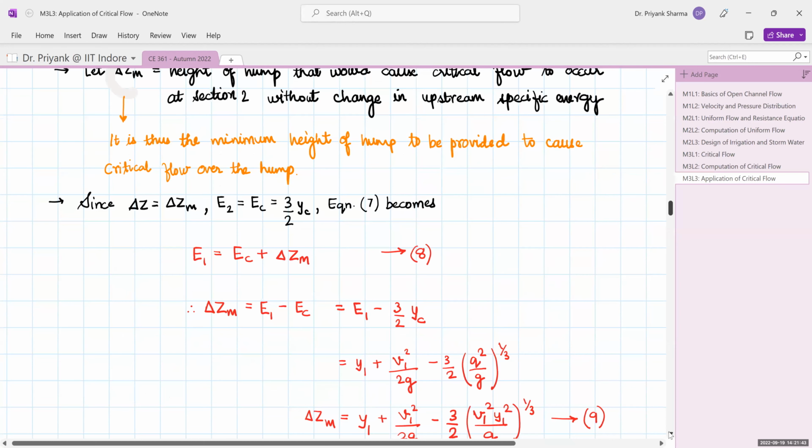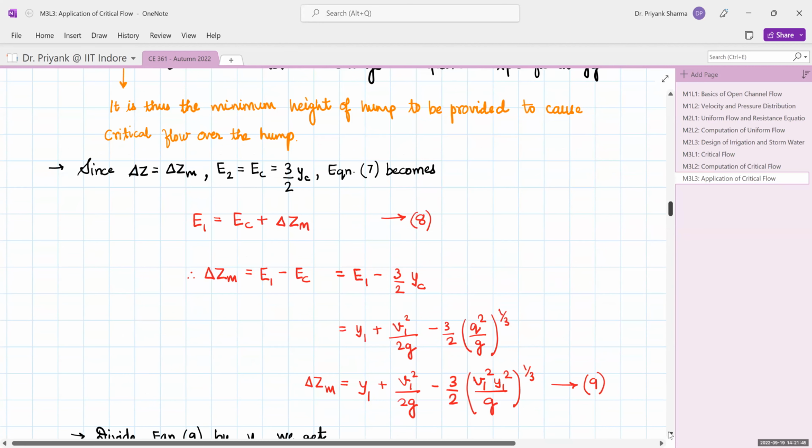So in equation 7, by modifying the conditions that delta Z is equal to delta Zm, and E2 is equal to EC, that is a critical flow, that is equal to 3 by 2 YC. So your E1 is equal to EC plus delta Zm. So this is the modified form of equation 7.